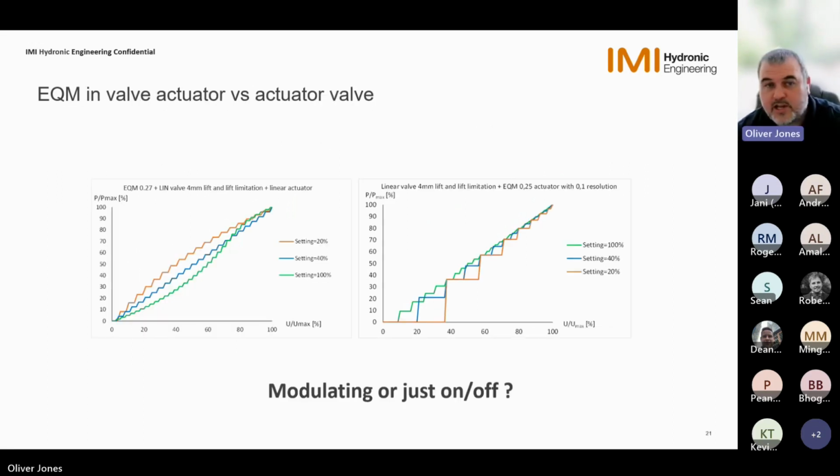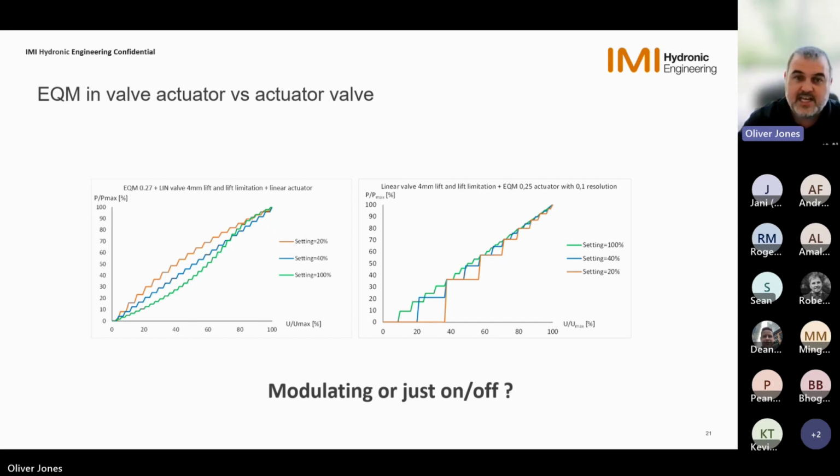If we graph that out and we look at it, we can see that we have this very finite curve that still goes very, very low with an equal percentage valve and a linear actuator, as opposed to a linear valve with an equal percentage curve or an equal percentage characteristic. We can see that setting 20% of the valve maximum flow rate, we are just below 40% of the lift. So yeah, we have no control available, but we still have voltage supplied to the actuator.